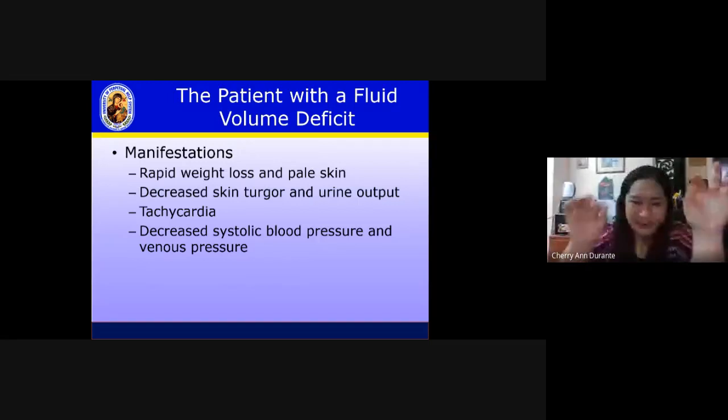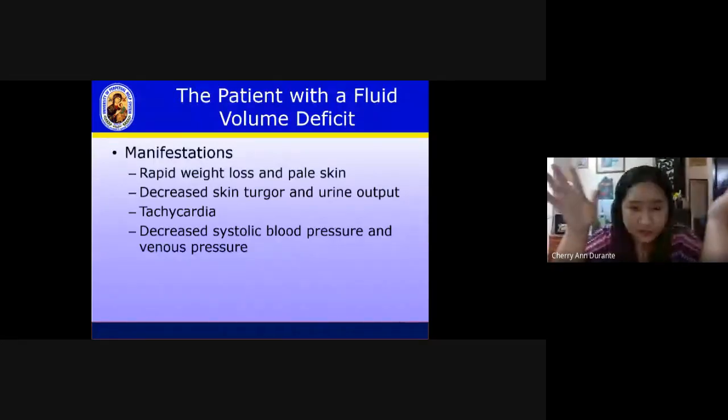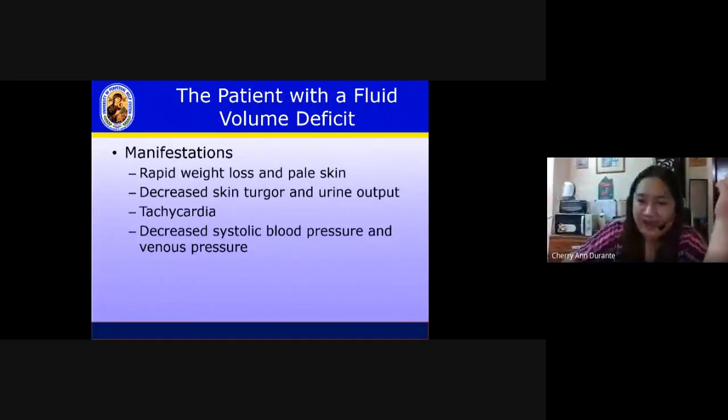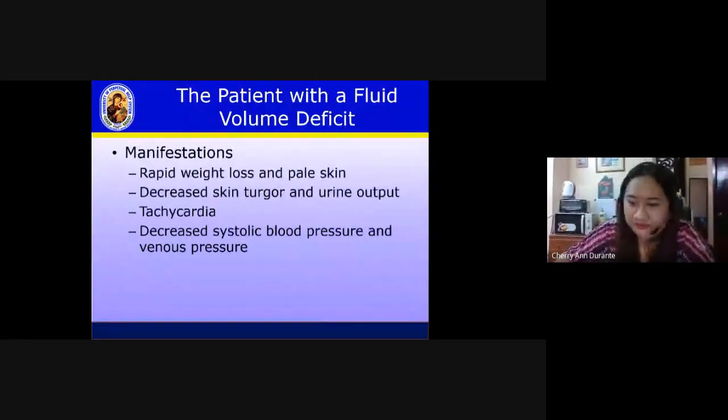Aside from daily monitoring or strict monitoring of intake and output, there is something more accurate, which is your daily weight monitoring. Why? We know that 1 kilogram lost is equivalent to 1 liter lost. That's how it is. So, let's say for example, for daily weight monitoring, usually, ay, may mga nag-chat. So, I can't really see your chats from earlier.